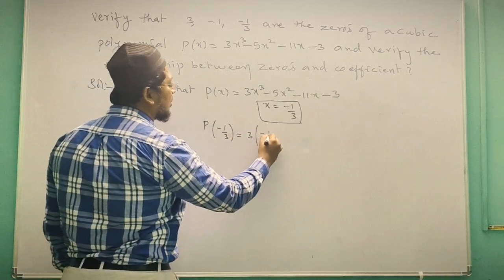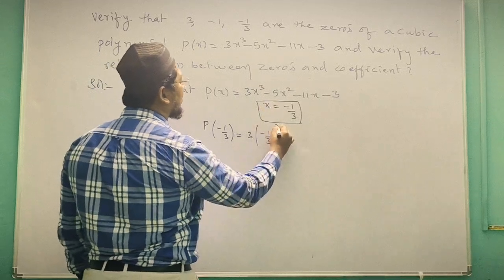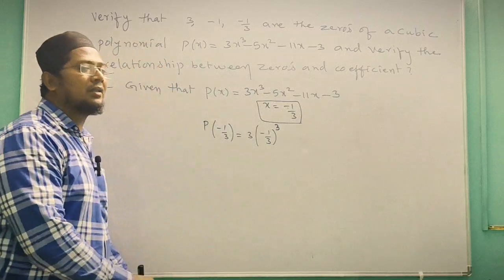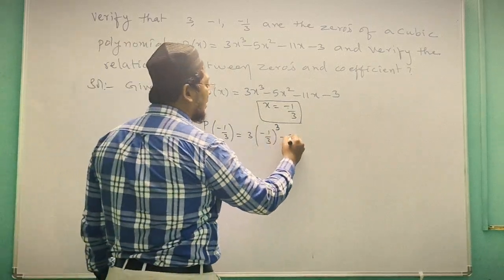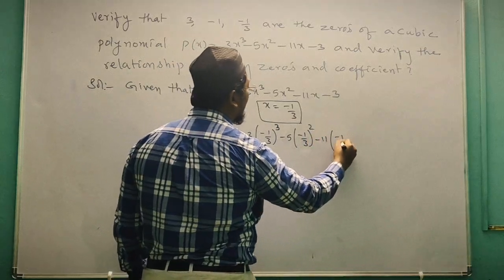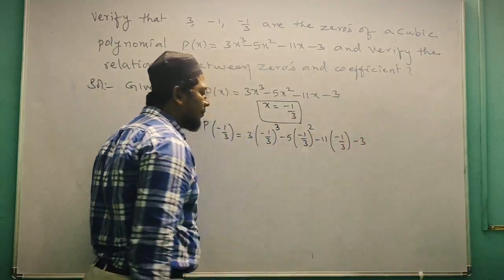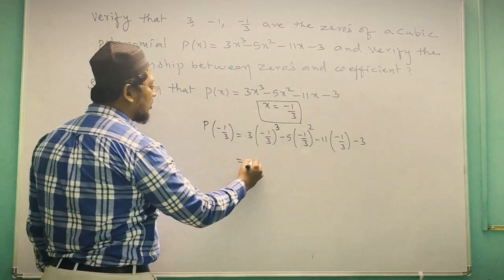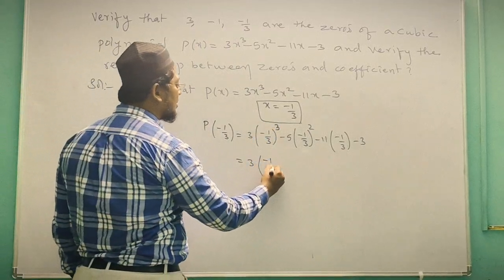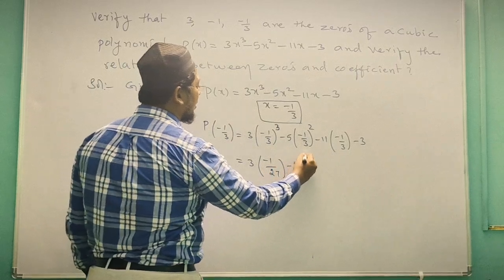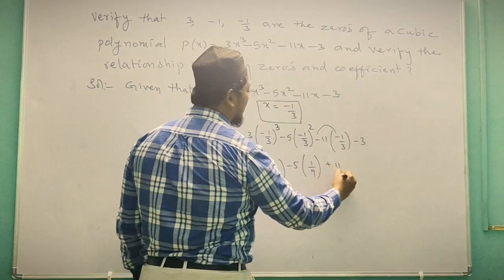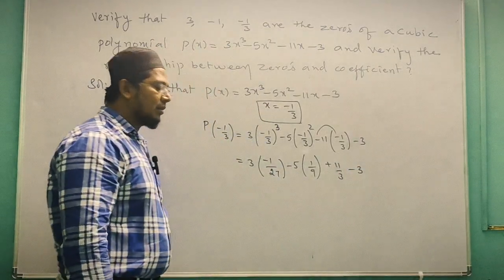3 into minus 1 by 3. What is the power of x here? The power of x is 3. We should write 3. Minus 5, x again, minus 1 by 3. What is the power? 2. Minus 11 into minus 1 by 3, minus 3. So we are seeing that 3 into minus 1 multiplied all times is minus only, and 3 power 3 is 27. Very good. Minus 1 square is 1, 3 square is 9. Minus minus plus 11 upon 3, and minus 3.